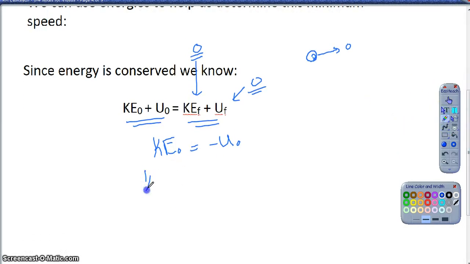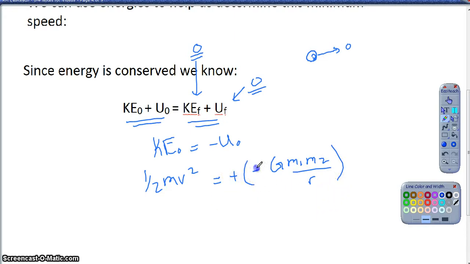So at this point, it's just a matter of breaking this up and solving for the velocity. We know the kinetic energy is 1/2 mv squared. We know the potential energy is already negative, so it's negative G m1 m2 over r. That's the potential energy that we saw defined in the first part of this video.